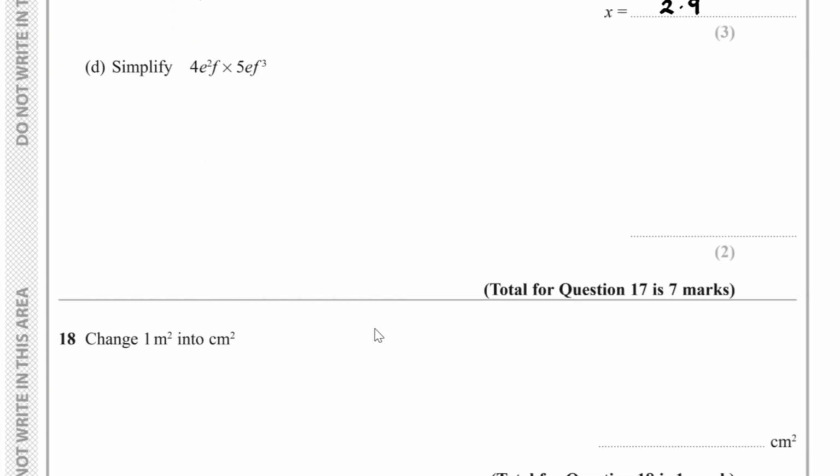For part D, we have to simplify 4e squared f multiplied by 5e f cubed. 4 times by 5 is 20. E squared times e, that's e cubed. F times f cubed, that's f to the power of 4. So we end up with 20e cubed f to the 4.